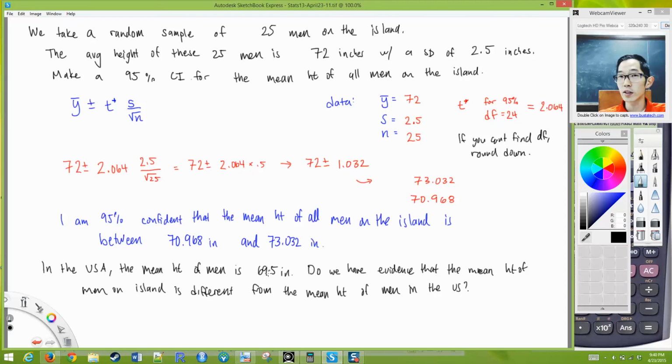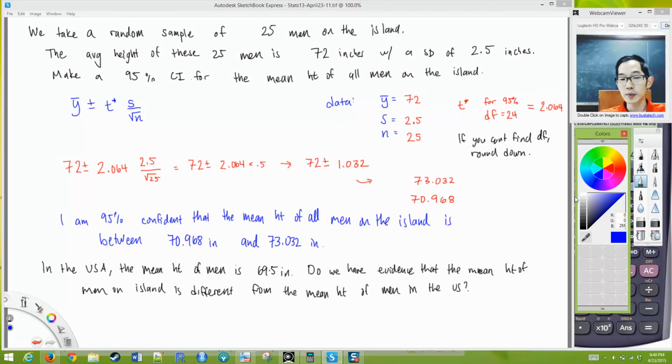Okay, so 69.5, which is the mean height of men in the U.S., is outside of our confidence interval. Even if it was 70, or even if it was 70.8, that's outside of our confidence interval, which goes from 70.968 to 73.032. So we do have evidence that the mean height of men on the island is different from the mean height of men in the U.S. Okay, even though it's only 25 data points. So yes, if it was inclusive of that value, then we would not have evidence. So I'll write that down, and then we'll flip back 2 slides and look at the example with the women.